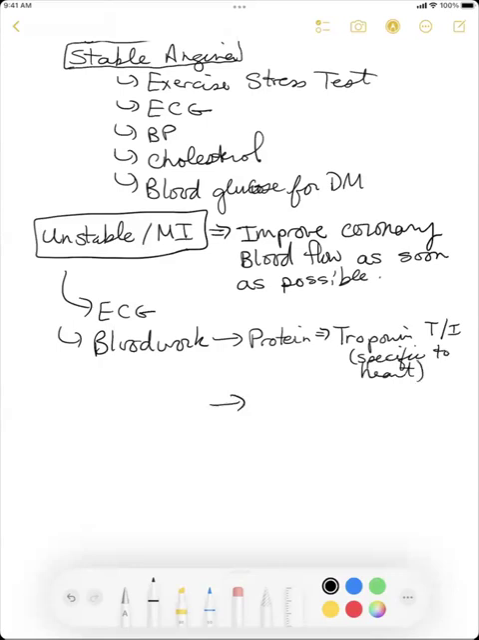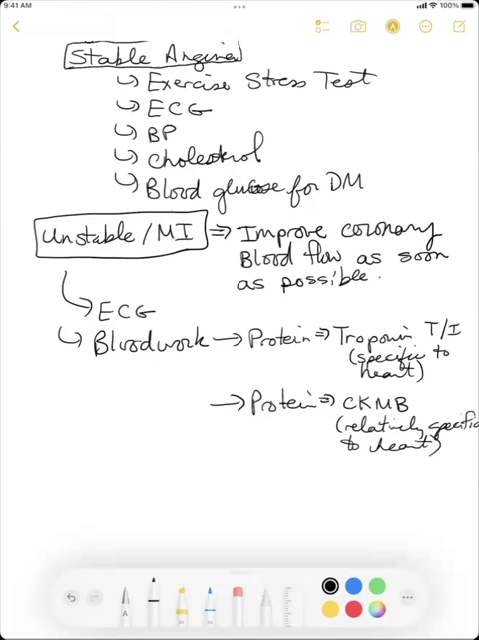And then there's another protein that we look for called CKMB, which stands for creatine kinase myocardial band. This is also relatively specific to the heart.